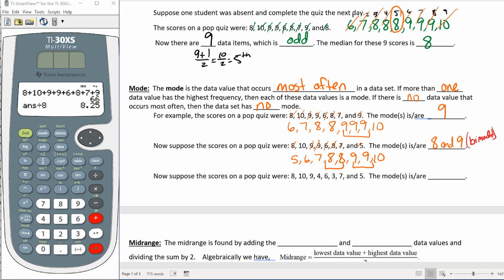And then one more example. We have different numbers. So we have 3, 4, 5, 6, 7, 8, 9, and 10. Which one appears most frequently? Well, none of them appear most frequently. So in this case, there are no modes. Or there is no mode. And that's okay. So you could have one mode, you could have more than one mode, or you could have no modes.